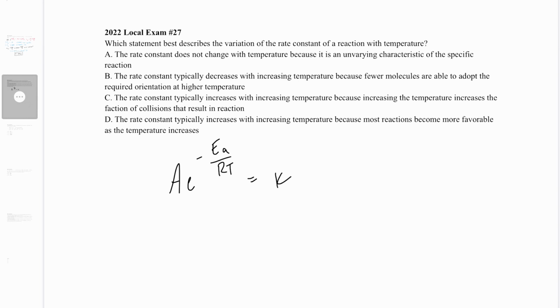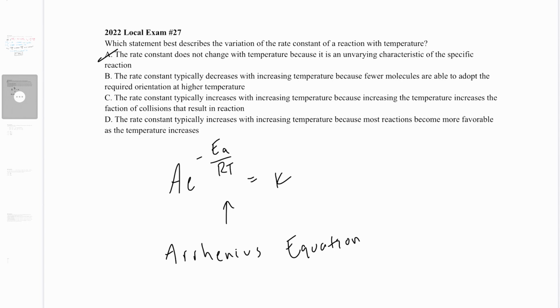Knowing the formula isn't really necessary for the problem, but this is called the Arrhenius equation, and it shows that your rate constant is dependent on temperature. So let's look through our answer choices to see what best describes that. First of all, we can get rid of A because the rate constant does change with the temperature.